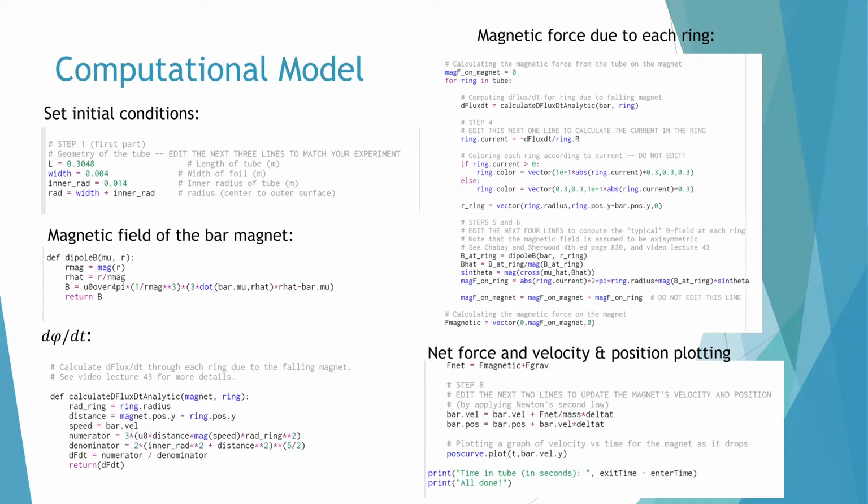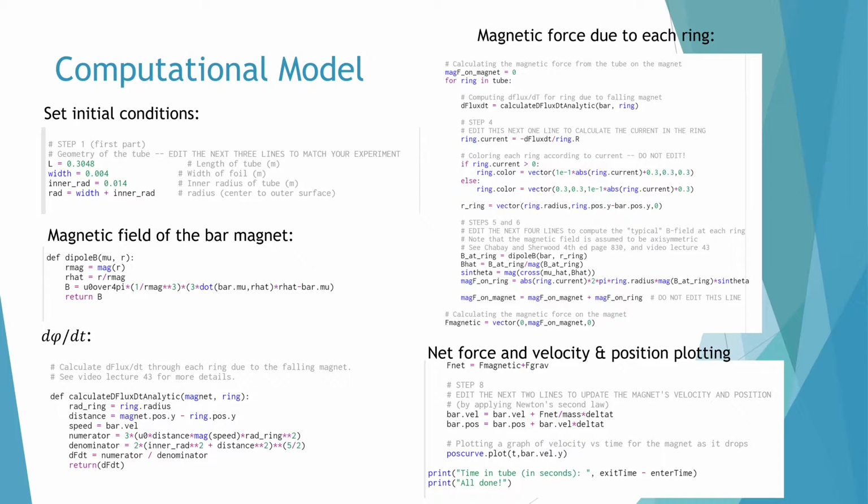So for our computational model, we set our initial conditions with what we used for the experiment. We calculated the magnetic field of the bar magnet, which is what I used for lab 3. I just copied it over. And then we calculated the d phi over dt, or the change in flux. So we used a formula for that.